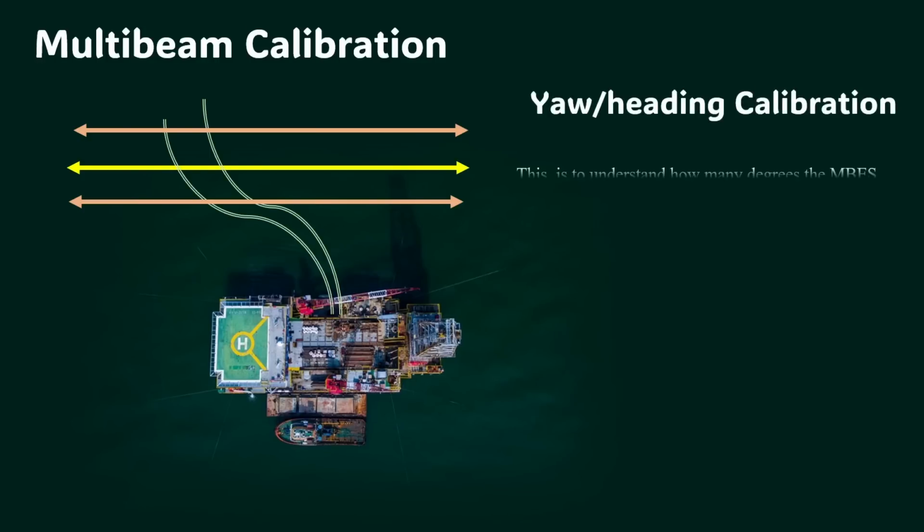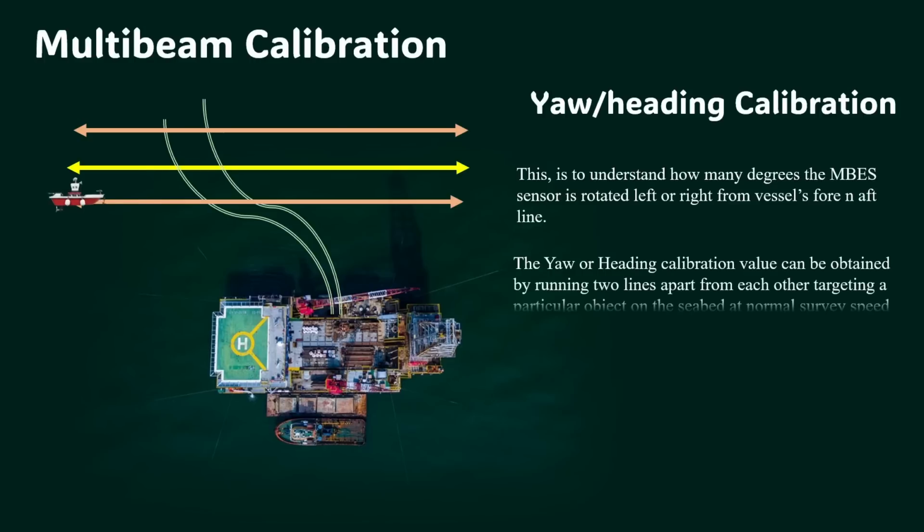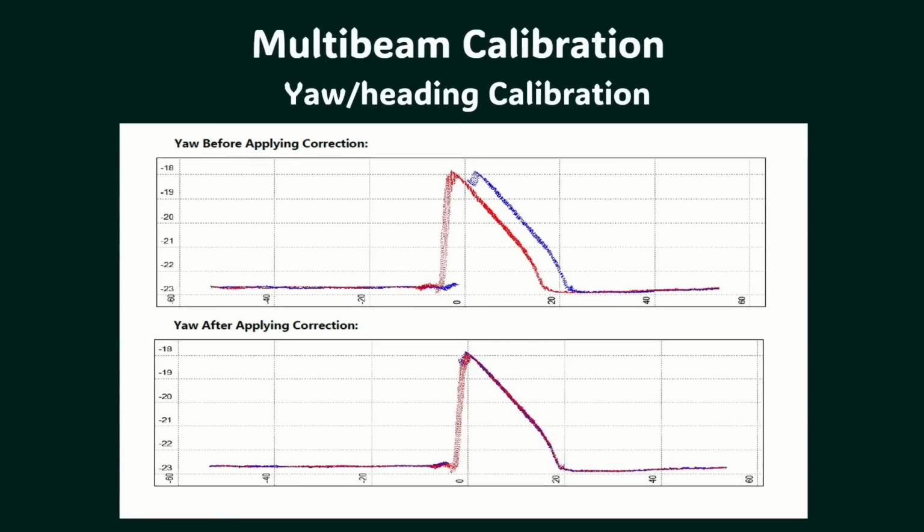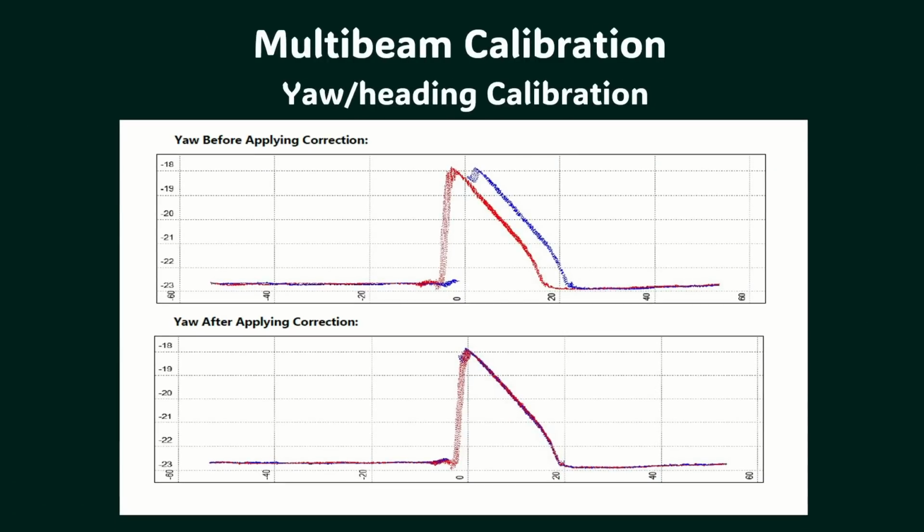Next is your yaw or heading calibration. This is to understand how many degrees the multibeam sensor is rotated left or right from the vessel's fore and aft line. The yaw or heading calibration value can be obtained by running 2 lines apart from each other, targeting a particular object on the seabed at normal survey speed in the same direction. And here is the before and after calibration yaw data.